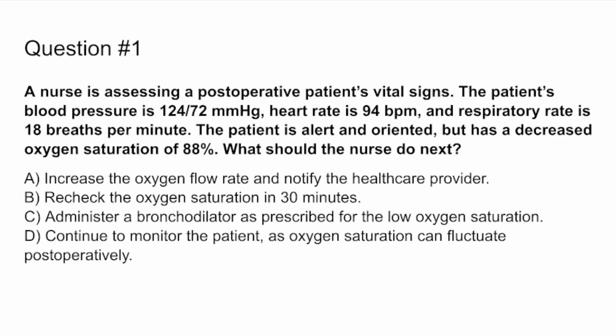First question. A nurse is assessing a post-operative patient's vital signs. The patient's blood pressure is 124/72. Heart rate is 94 and respiratory rate is 18. The patient is alert and oriented but has a decreased oxygen saturation of 88%. What should the nurse do next?